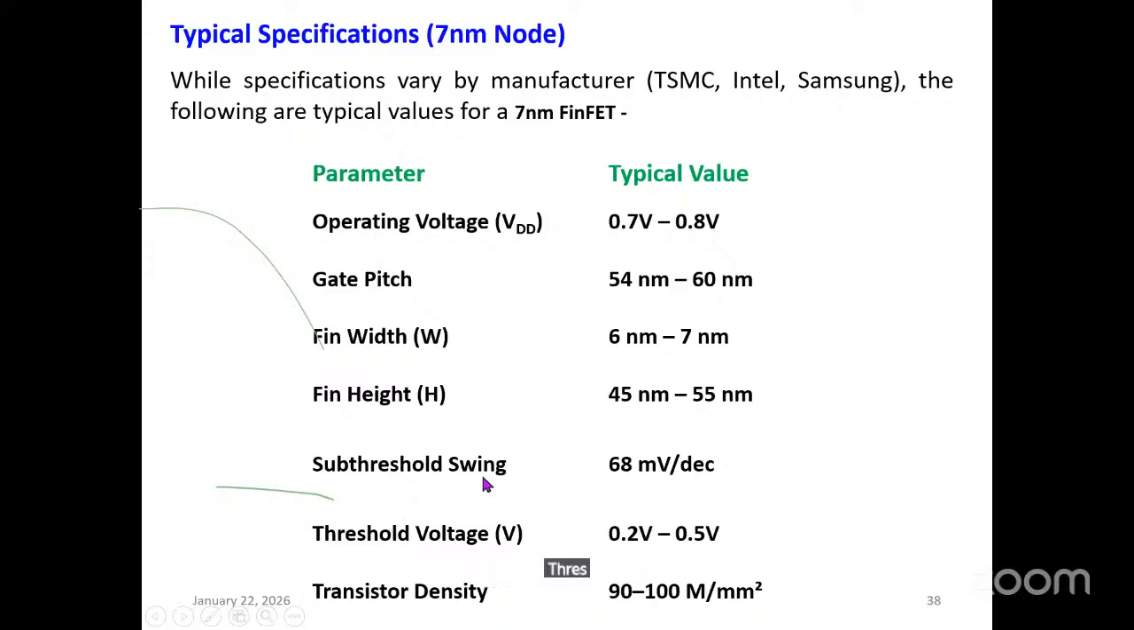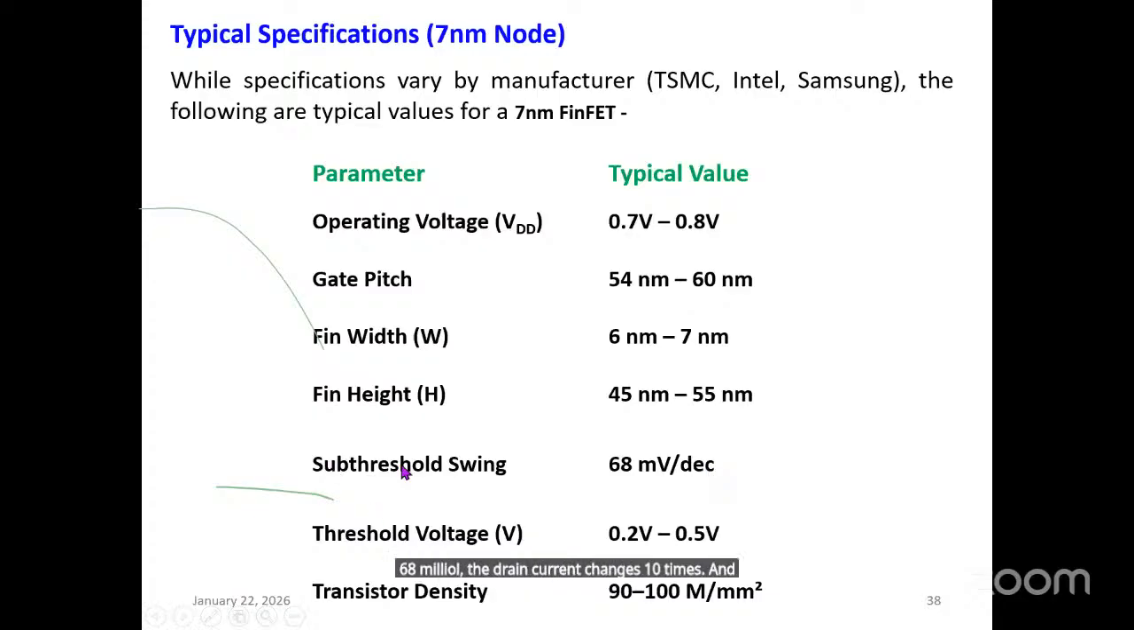Sub-threshold swing is 68 millivolt per decade. Sub-threshold swing means, let me define it. It is the amount of gate voltage giving change in the drain current 10 times. Look at here. Sub-threshold swing means when the gate voltage changes by 68 millivolt, the drain current changes 10 times.